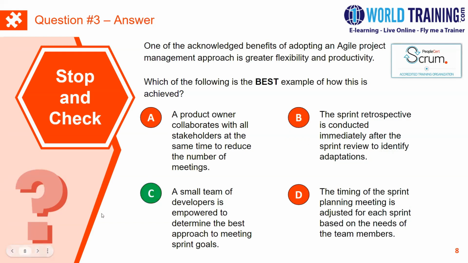The right answer for this is option C, which is that a small team of developers is empowered to determine the best approach to meeting the sprint goals. This says that it is the developers who are empowered to take decisions, and they ensure greater flexibility and productivity. So the answer for this is option C.